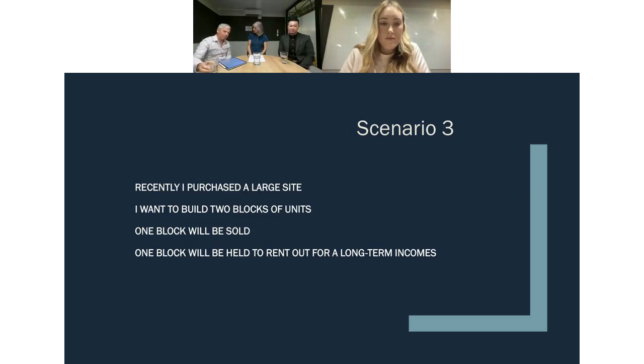So very recently I purchased a large site, well, actually not me, but many people have done this. And I've decided to build a block of 2 units. One block will be sold and the second block will be held to rent out for long-term income. In my mind, if I sell the first block, that's going to pay my debt down to allow me to more comfortably generate a family cash flow long term. I'm not quite sure of the balance of everything, but this is where my mind's sitting at the moment. So I've come in to see you, and I've come in early on.